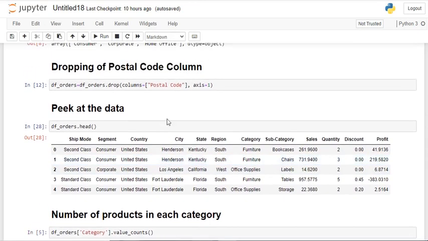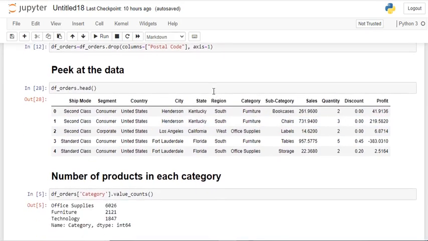Peek at the data means we are just verifying. We called for the drop of the column by using the function drop. Then let us see whether the column is dropped or not, which can be visualized by df orders dot head. Again, it is going to give the top 5 rows. Here let us check, and there is no postal code. Here we can see only 12 columns. Before, there were 13 columns. Now it becomes 12 columns because we have dropped the postal code column. It is not required for the exploratory data analysis, and it doesn't make any sense to keep in the data set.